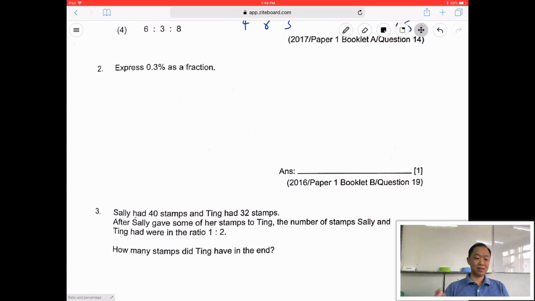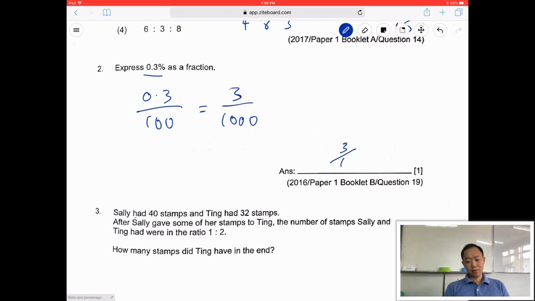Let's keep going. Next, question number 2. Express 0.3% as a fraction. Now most students will have problems trying to do this because they think 0.3% is something else. Always remember when there's 0.3%, the percent actually means divided by 100. So 0.3 out of 100. Now it is very ugly to have decimals, so I change it to 3 out of 1000. That should be the answer. Next.